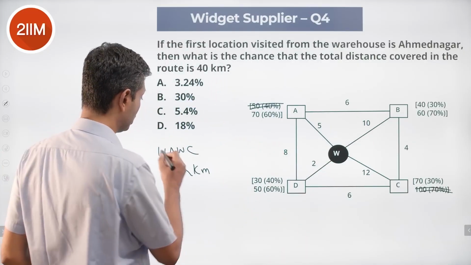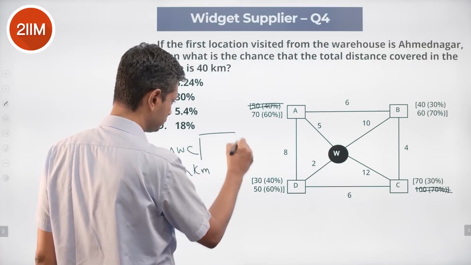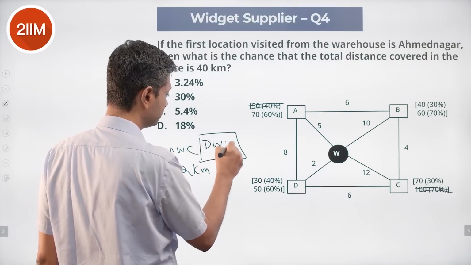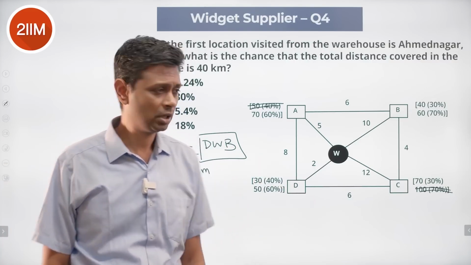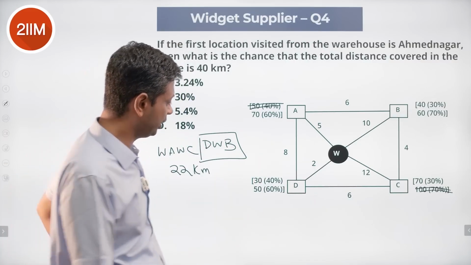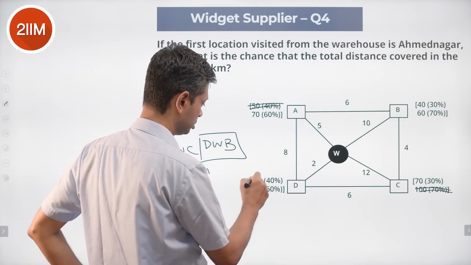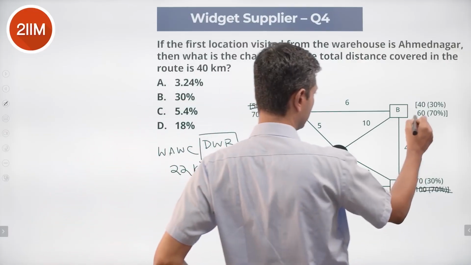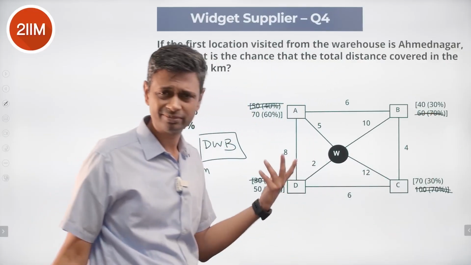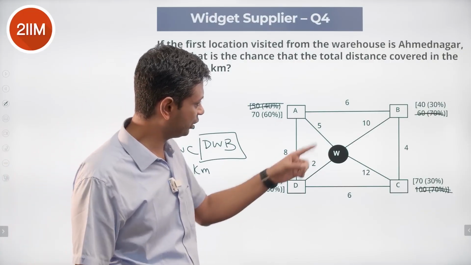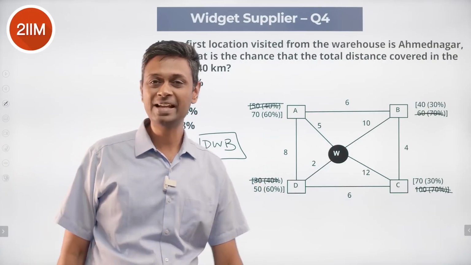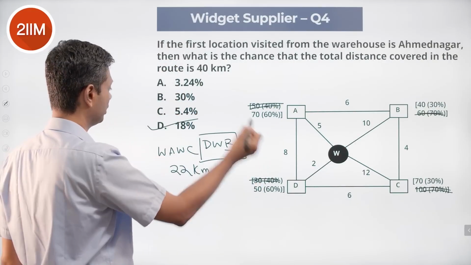So I am doing WAC, DWB, or D should be higher than B. How is that possible? D cannot be 30 and B cannot be 60. It has to be 50 and 40. Nice, worked out rather well for us. So it is 50 and 40, 60% into 30%, 18%. That's our answer. Done. Beautiful question.